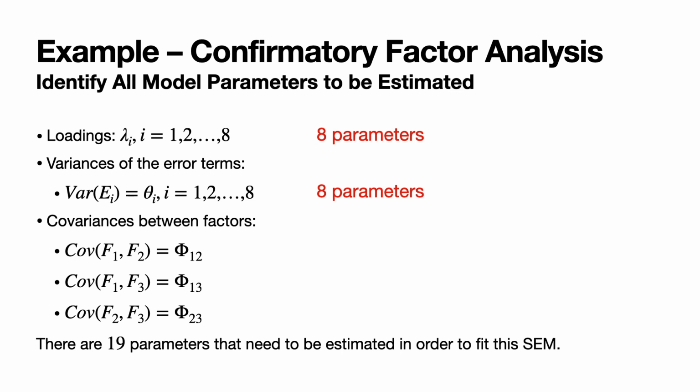We have the covariances between the factors. So the covariance of F1 and F2 is denoted by capital phi sub 1,2. The covariance of F1 and F3 is denoted by capital phi sub 1,3. And finally, the covariance of F2 and F3 is denoted by capital phi sub 2,3. And so we have 3 parameters there. And so there are 19 parameters that need to be estimated in order to fit this structural equation model.